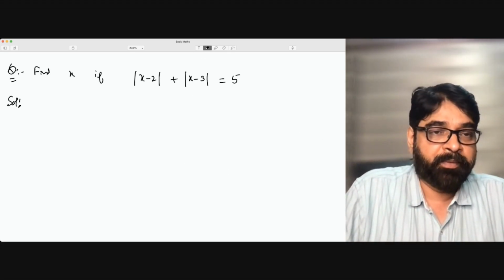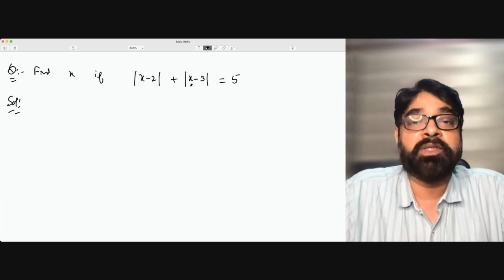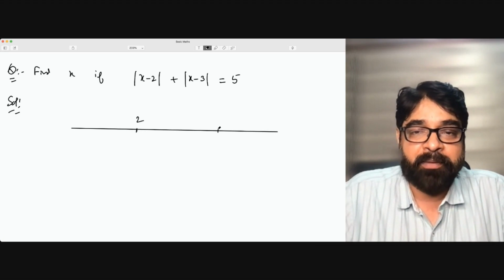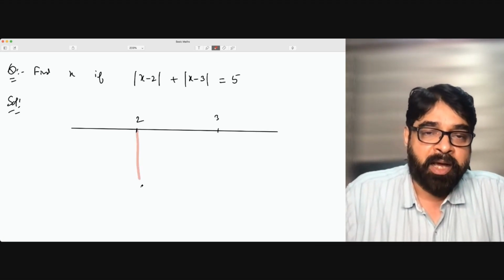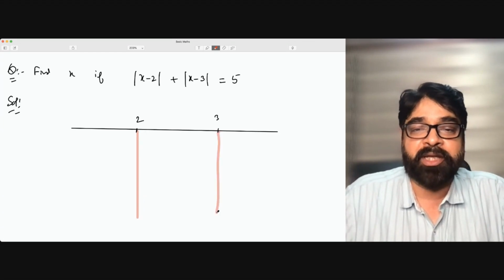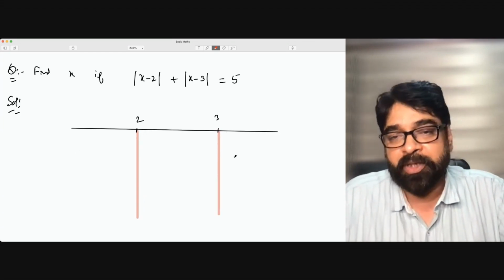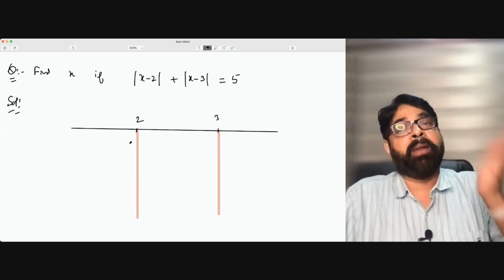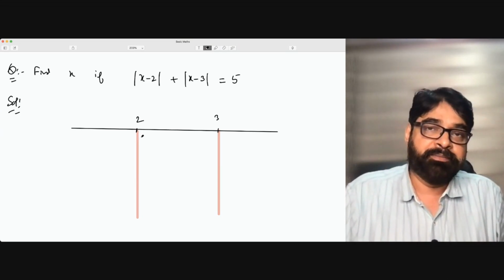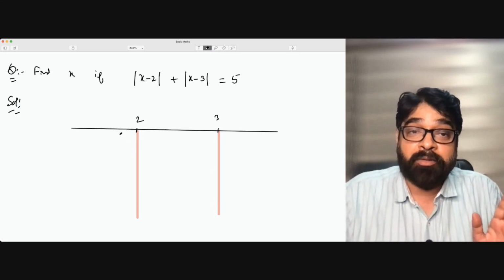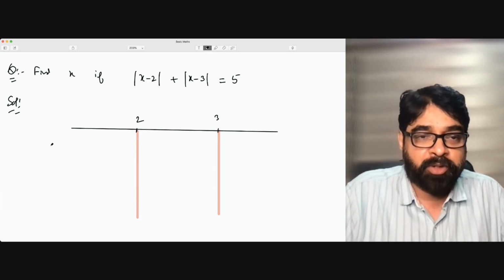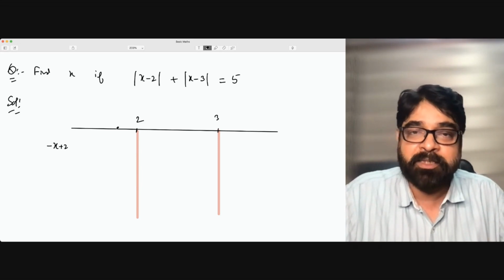In this case, this will change behavior at what? 2. This will change behavior at where? 3. So wherever it's changing behavior, I will mark it. 2 and 3. First, I will make this question into 3 areas. Here I will do, here I will do, here I will do. Understand? When I am solving here, I will assume that my real number line is there up to 2 only. Means I am going to solve for x value lesser than 2. X value lesser than 2, so this will be negative. Yes or no? So this will become minus x plus 2. Minus of x minus 2 means minus x plus 2.